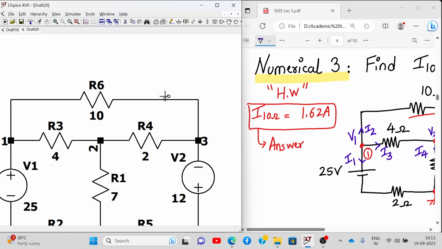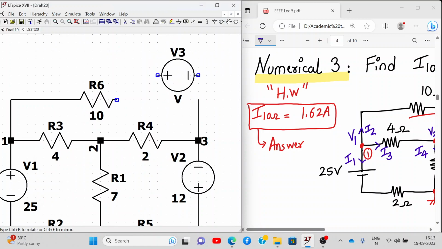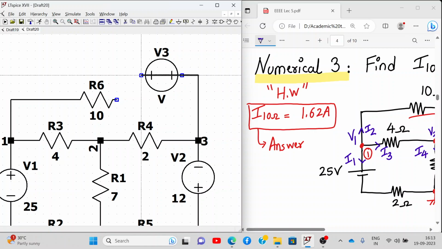So we just cut this wire, okay, and add a 0 volt voltage source. So I'll add a voltage source over here. Let me add it like this. All right, and let me connect it. If you add a 0 volt voltage source, it won't affect the circuit, but this 0 volt voltage source will act as an ammeter. So now current flowing through I3 will be same as current flowing through R6.